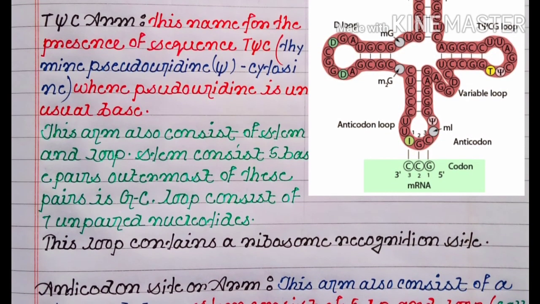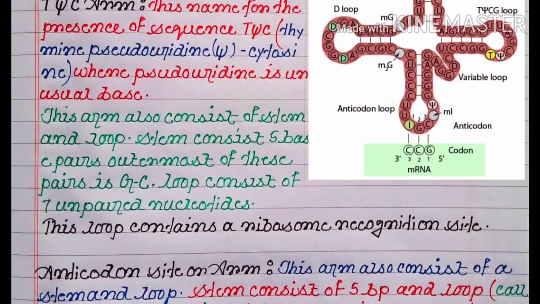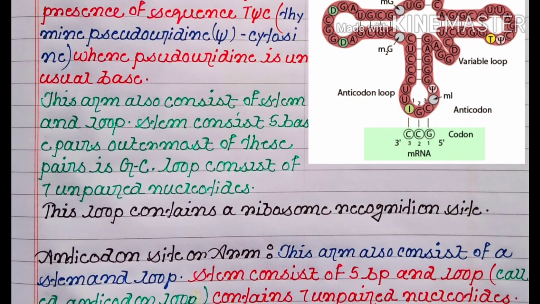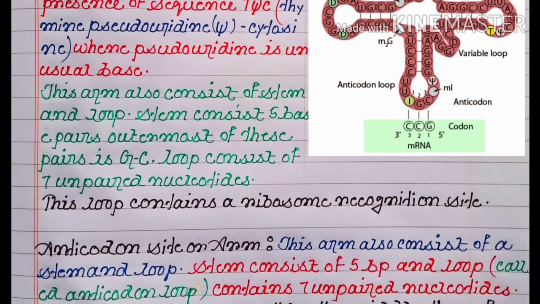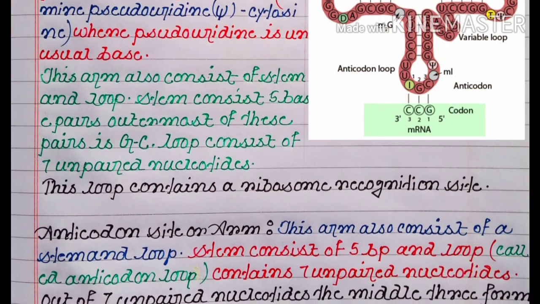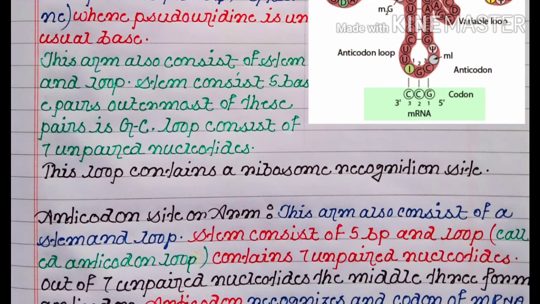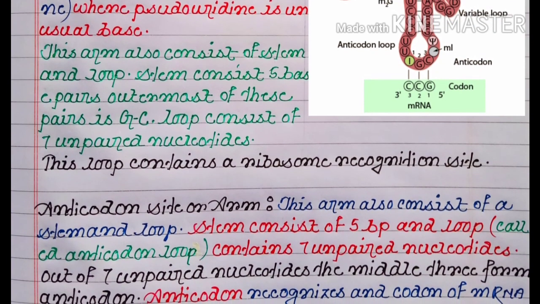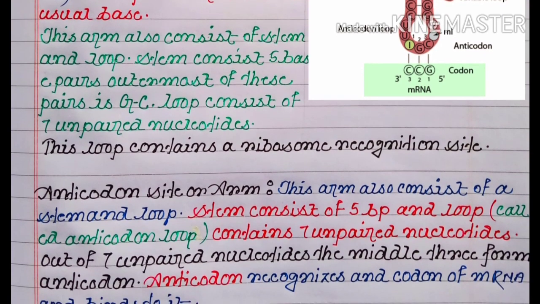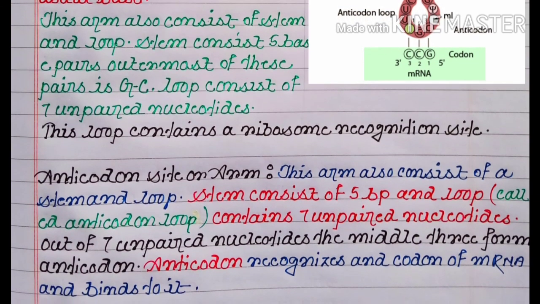Now next, the anticodon site or arm. This arm also consists of a stem and loop. The stem consists of 5 base pairs and the loop consists of 7 unpaired nucleotides. Out of the 7 unpaired nucleotides, the middle 3 form the anticodon. The anticodon recognizes a codon of mRNA and binds with it.